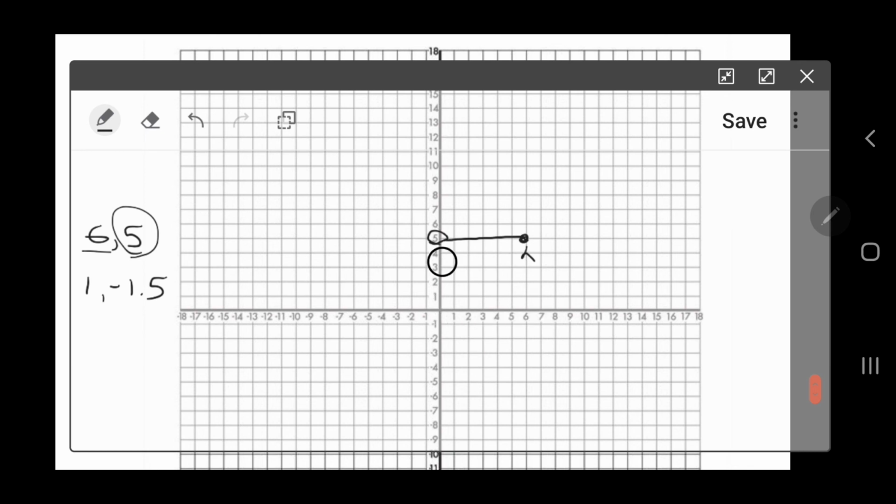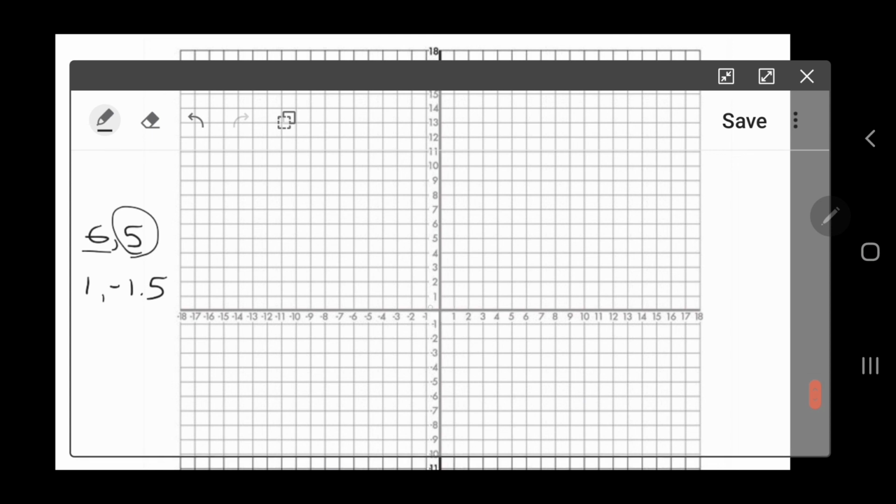Now we have 1 comma negative 1.5. So here, let me erase this. So first is the 1, which is the x right here. And now we have negative 1.5. So we would go down because it's negative. And we have to put it right in between because it's 0.5. So negative 1.5. It's not negative 1. It's not negative 2. It's negative 1.5. So it'll be in between the negative 1 and negative 2.